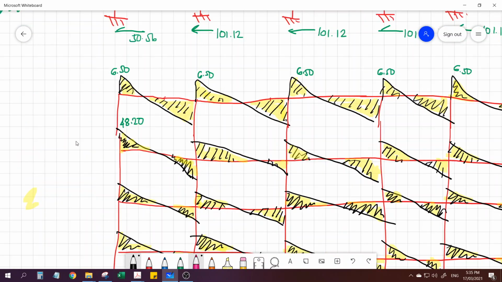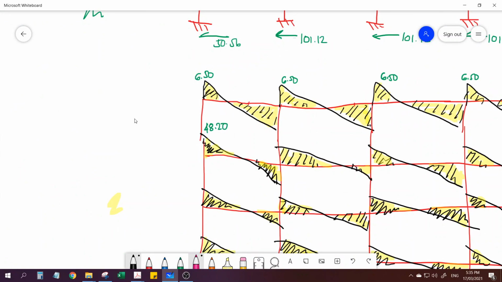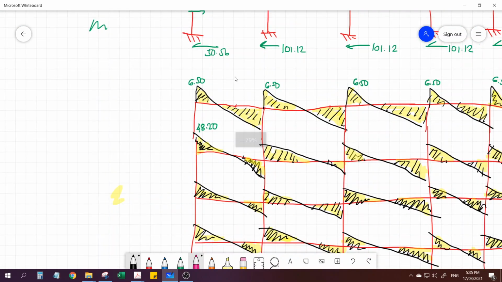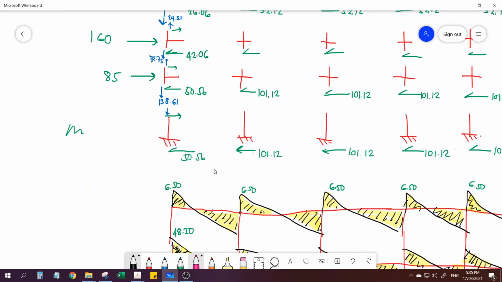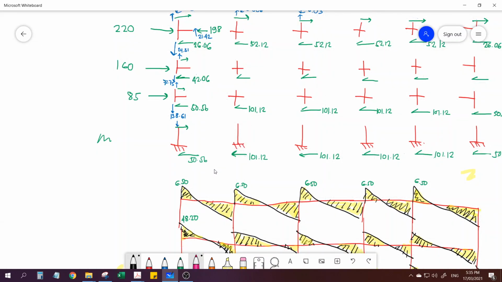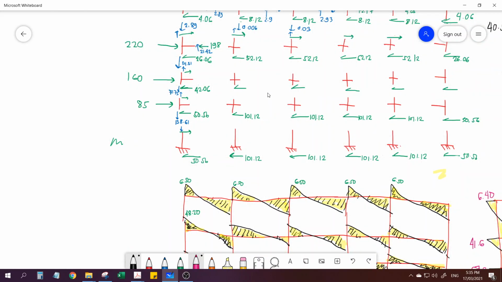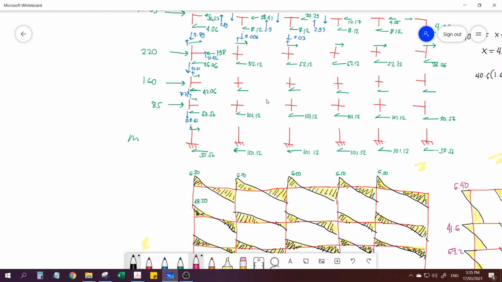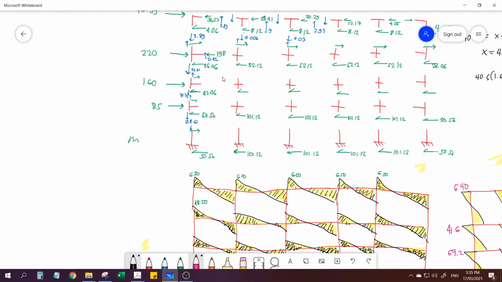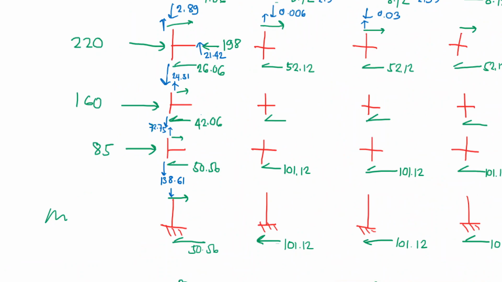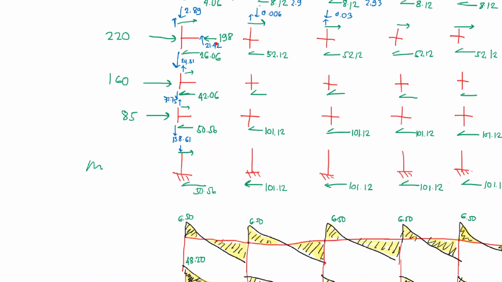Then for the 48.2. How do I get 48.2? Yan, yung nakuha ko kasing shear doon sa inflection point is 21.42. Yan, 21.42 times 2.25, 48.2. Okay?